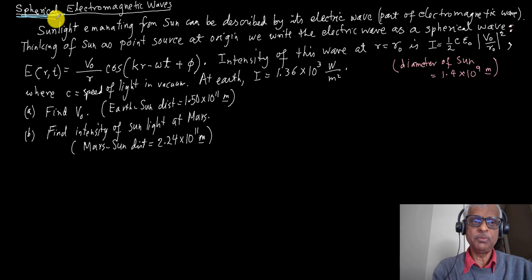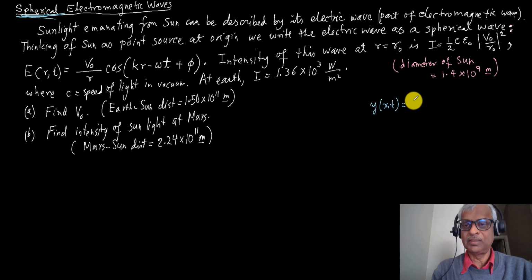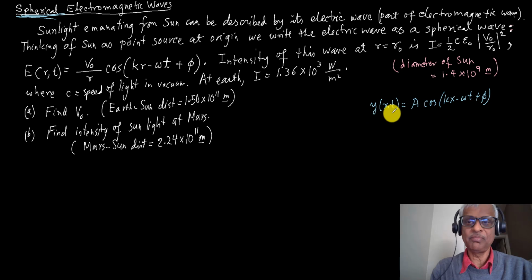So we've talked about waves which were like y(x,t) has some amplitude and some cosine(kx minus omega t) plus some phase constant, right? So these are examples of plane waves. These are plane waves.